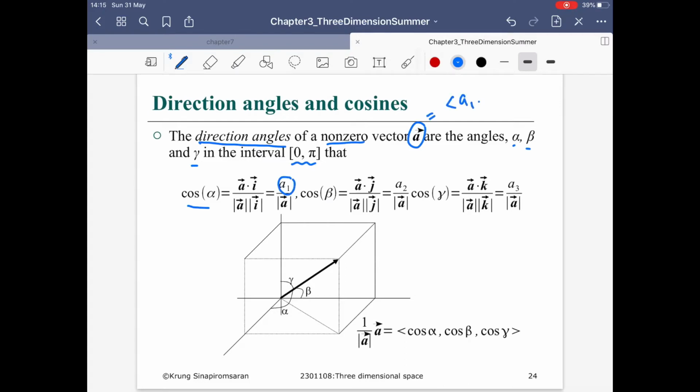So your a is a1, a2, a3. So cosine alpha is the first component divided by the length of a. The cosine beta is your second component divided by the length of a, and the cosine gamma is the third component divided by the length of a. And these are the so-called directional angles.